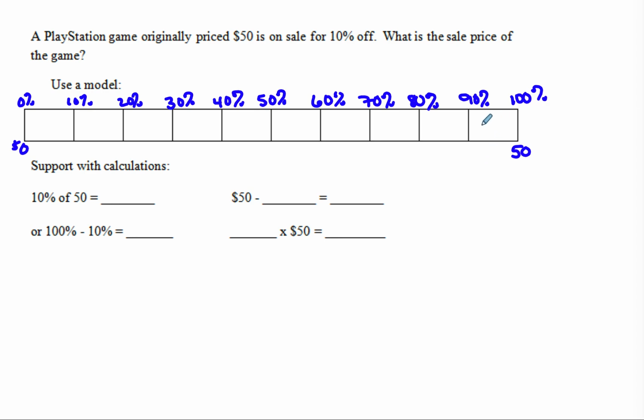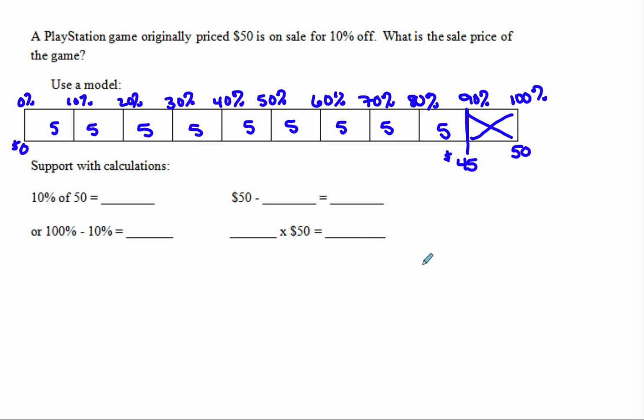10% off. We're going to use the model here. So that means I'm crossing out one box on the top. So 10% off means I'm paying 90%. That means I have 9 of my 10 boxes. And all of my boxes together are going to be worth 50. So if I divide my 50 into the 10 boxes, that means each one is going to be worth 5. 5 for the first box, 5 for the second box, and so on. So if each one of those boxes is worth 5, then at 90%, I have 9 times 5, that's going to be $45. That's going to be the sale price.